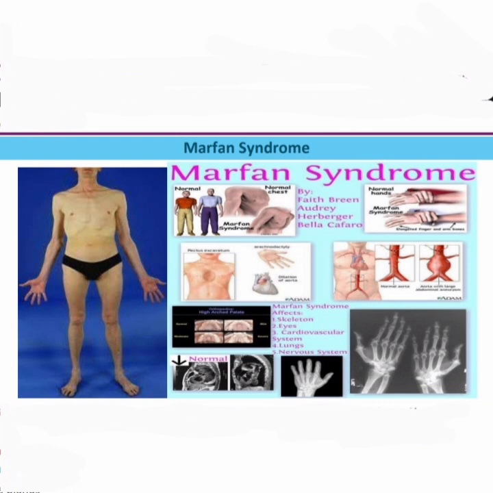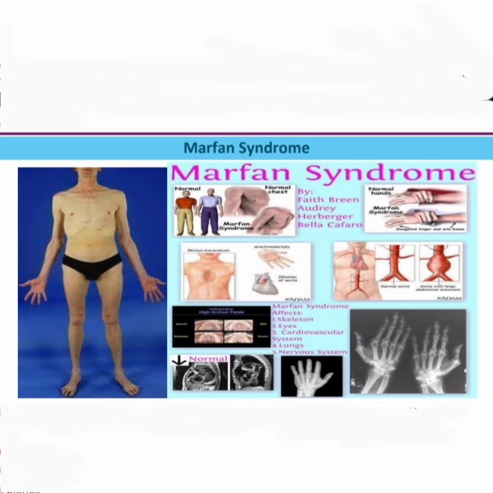So this is about Marfan syndrome. Remember the important signs are thumb sign, Steinberg sign, wrist sign, Walker sign. Chromosome number 15 is also involved in Prader-Willi syndrome, Angelman syndrome and Marfan syndrome.